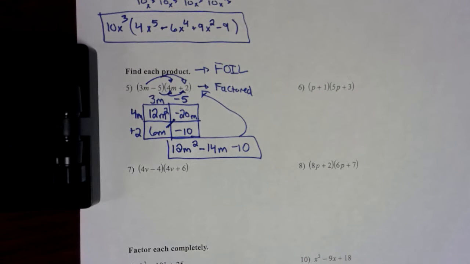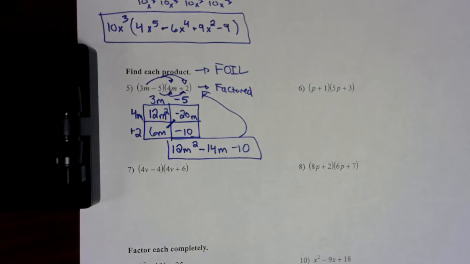All right, once again, I'm going to have you hit pause and try number 7, where you're going to set up your area model and multiply it out to get the quadratic in standard form.